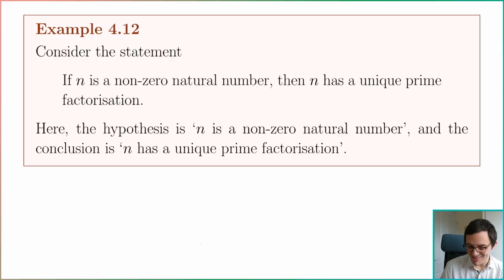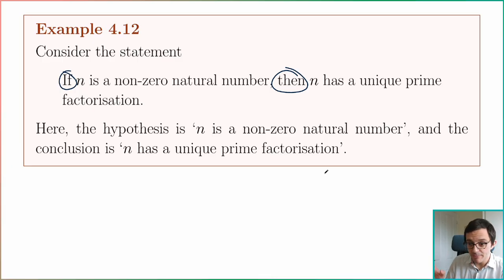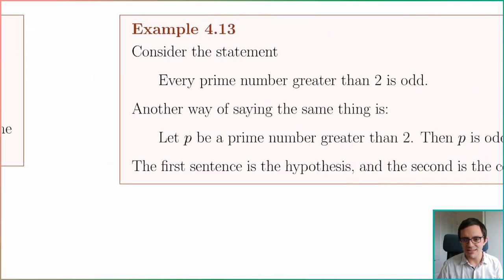So that's an exciting conclusion. The structure here is literally written out as if and then. So there's a hypothesis at the start, which is quite minimal. There are lots of non-zero natural numbers, and there are no further conditions in this case. And then the conclusion afterwards is, well, that n has a unique prime factorization. There it is. Okay, let's see another.